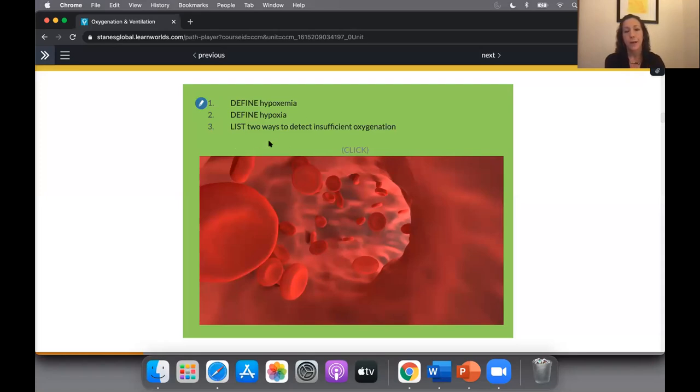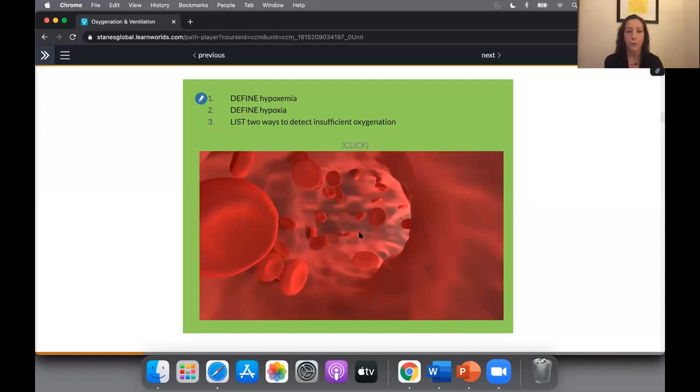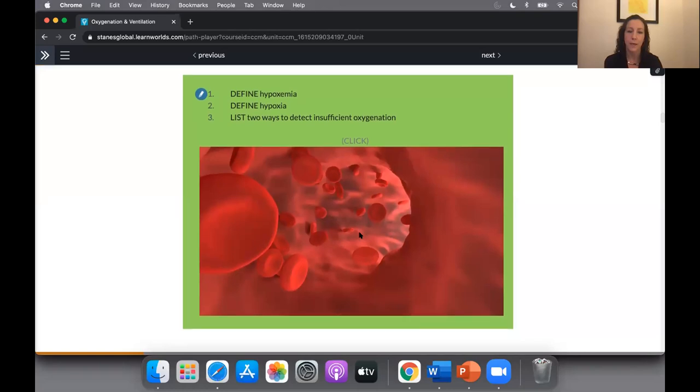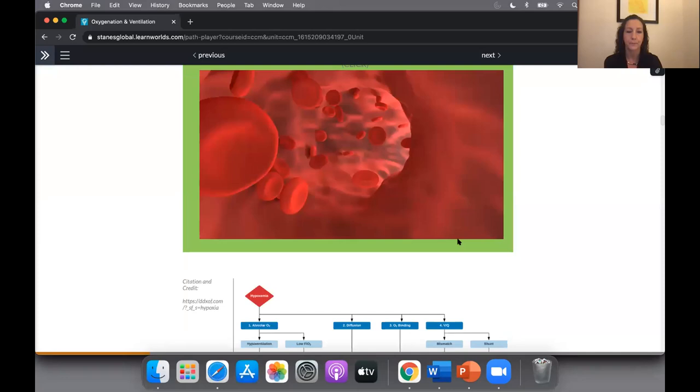I saw some really great answers about the two ways to detect insufficient oxygenation. We use pulse oximetry and arterial blood gas analysis. And we'll talk a little bit more about how you use pulse oximetry for making diagnoses and treating patients, especially in gas analysis, which is common everywhere.